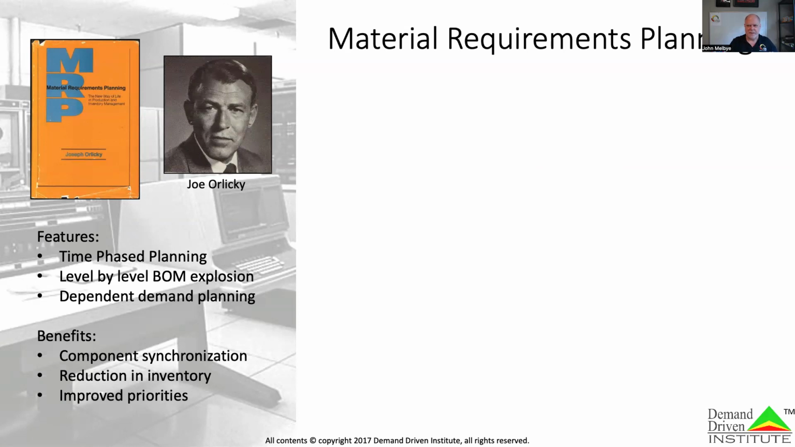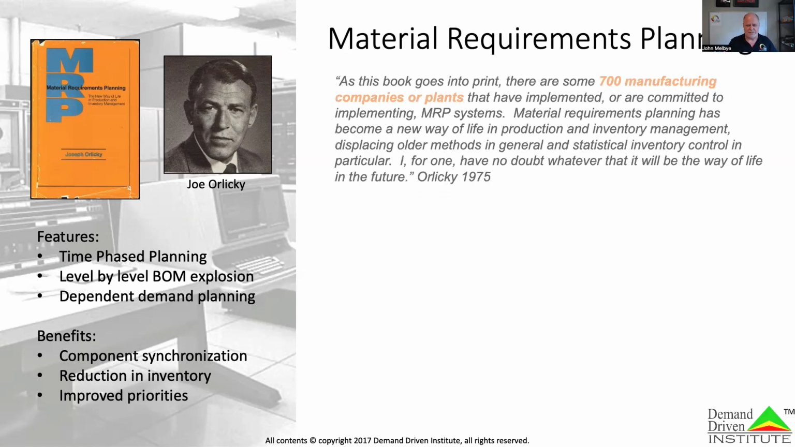Dependent demand planning. If we have a demand for an end item, and that end item requires all of its components, MRP is what allowed us to say, I need to produce a bicycle, and therefore I need all of these components, and here's when I need them. That's the time phase planning. All of the components will come in exactly when we need them. That's the component synchronization. We will reduce inventory because we're not guessing anymore, and we'll improve priorities because we'll have a due date for each of those items, and we'll know exactly what needs to happen precisely when.